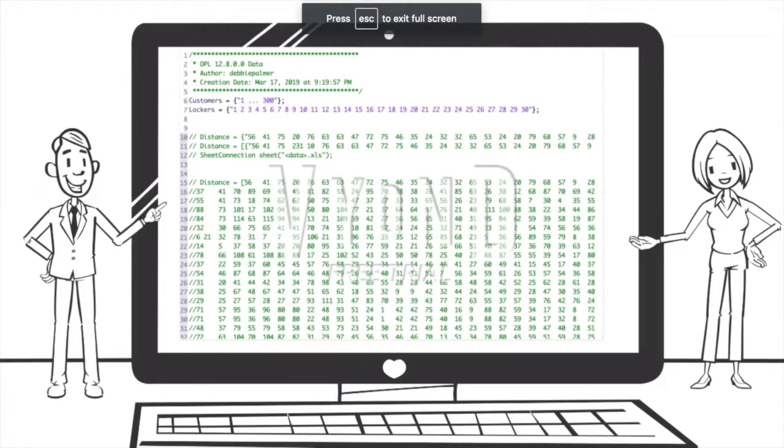This is our data file. Customers and lockers are denoted as strings. And as for our distance matrix, we tried 4 different ways that you could see commented out to import the data, but we were unsuccessful in doing so.